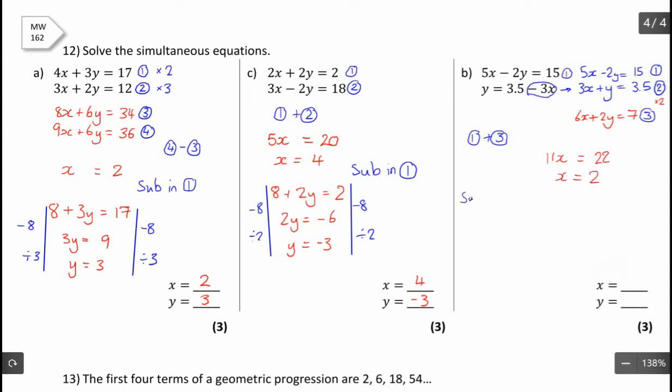I'm then going to substitute that back into one of the equations. Let's substitute it into equation 2. It doesn't really matter, as long as you're good with negatives. Okay, so 3 lots of x, 3 lots of 2 is 6, plus y equals 3.5. When I say I've substituted it into equation 2, by the way, I'm talking about this equation 2. So y must be equal to negative 2.5. So x equals 2, y is negative 2.5.